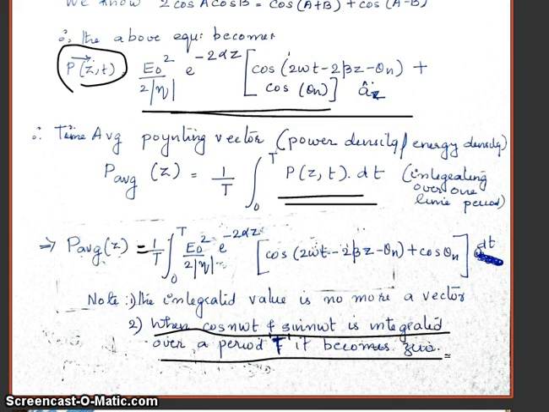All these points you have studied in your mathematics paper. That is, when cos n omega t and sin n omega t is integrated over a time period T, the integral becomes 0. That means when you integrate this term, cos 2 omega t, over the integral 0 to T, this term will become equal to 0.